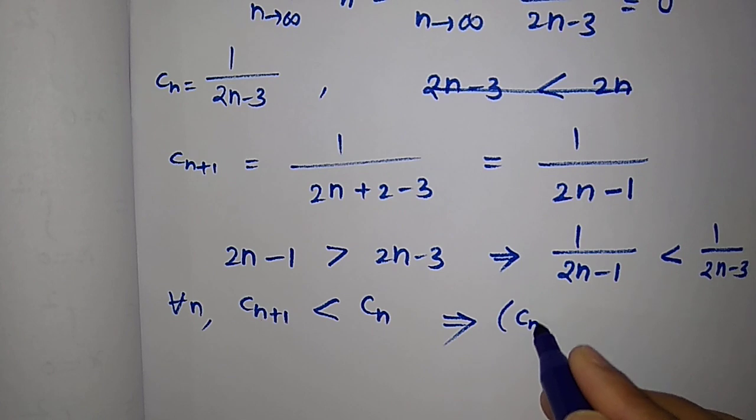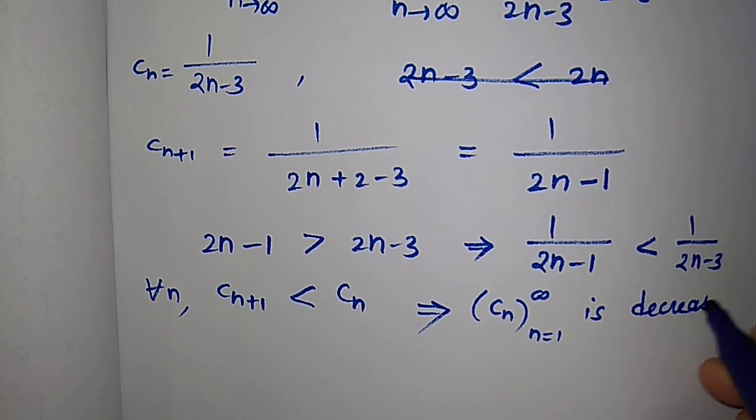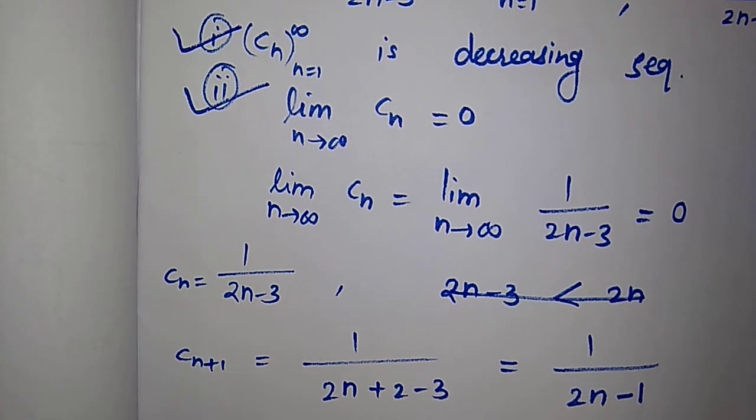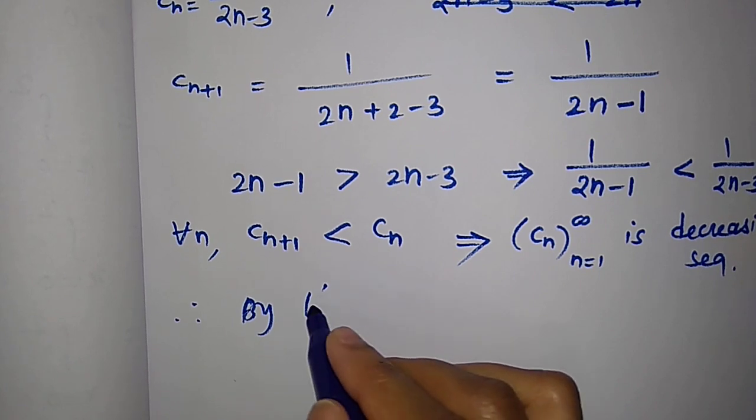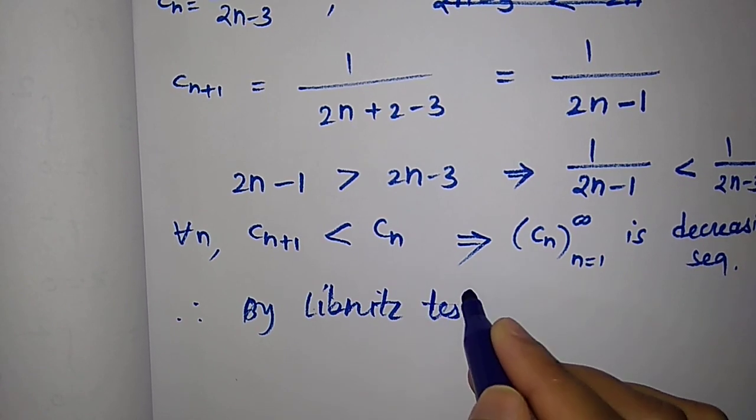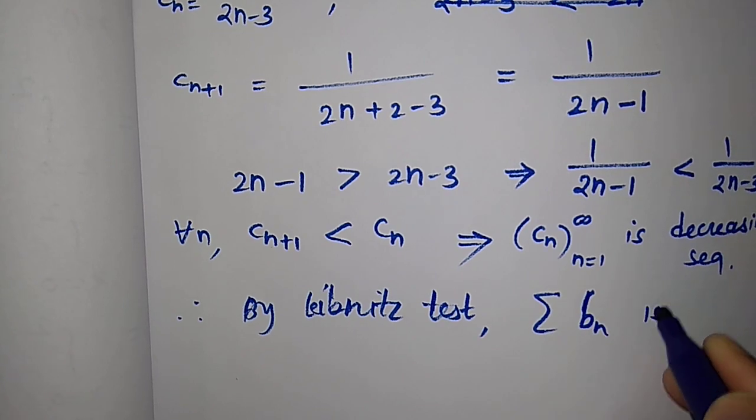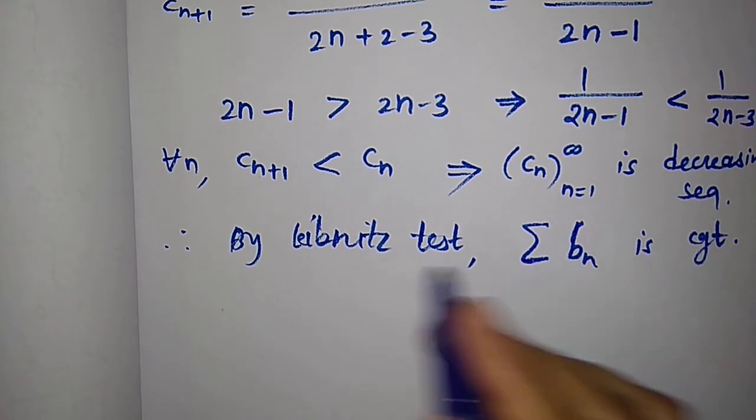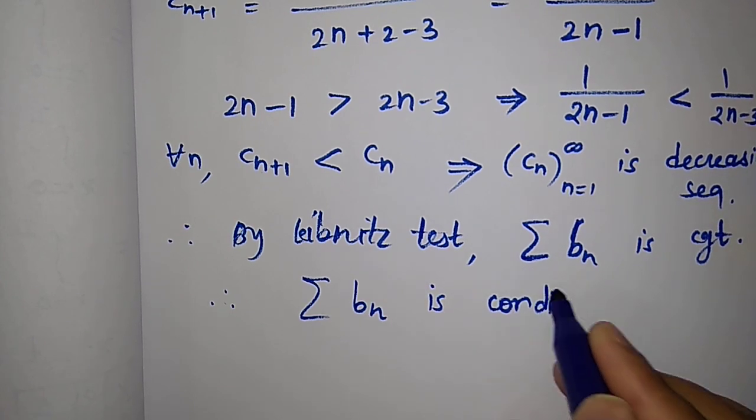So this implies that the sequence Cn, with n running from 1 to infinity, is a decreasing or non-increasing sequence, and hence the first condition is also satisfied by Cn. Therefore, by Leibniz test, we have that the summation Bn is convergent. Now this series is convergent, but it is not absolutely convergent, and therefore the summation Bn is conditionally convergent.